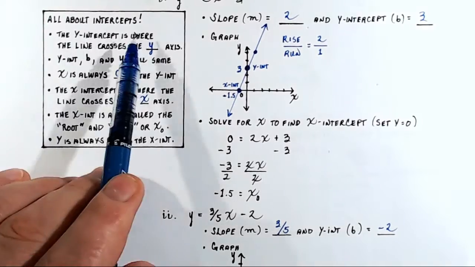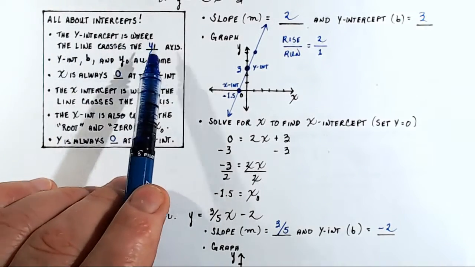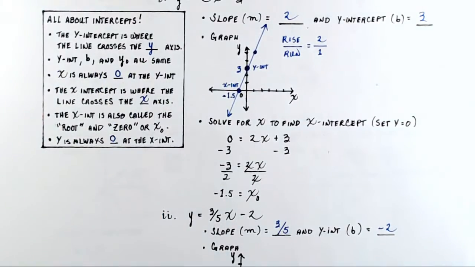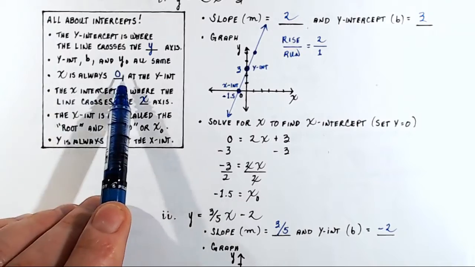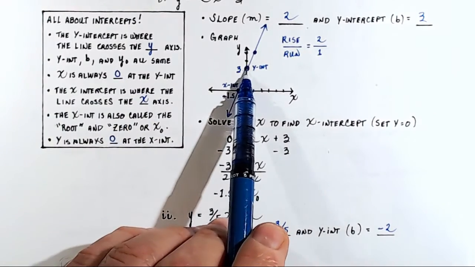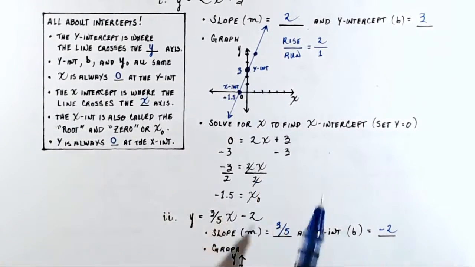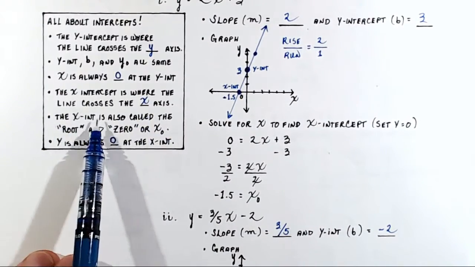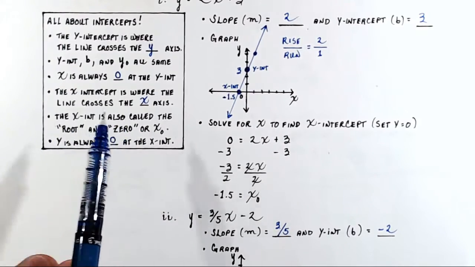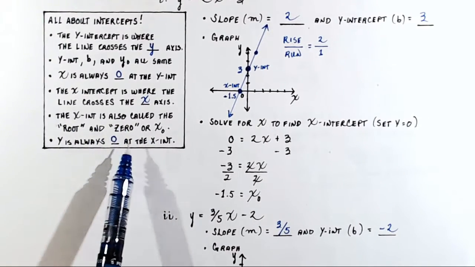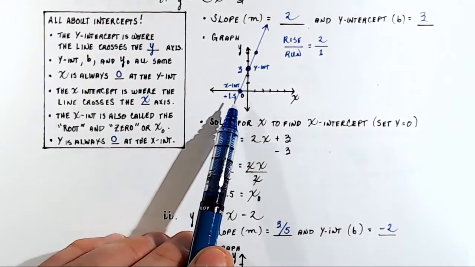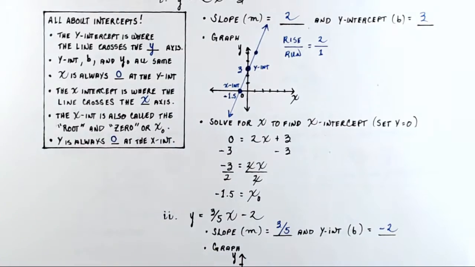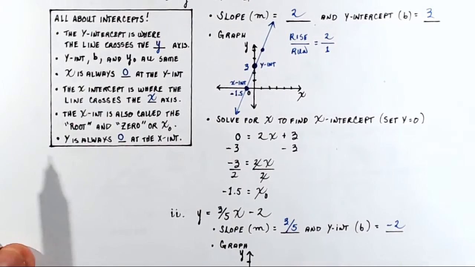That brings us to all about intercepts. The y-intercept is where the line crosses the y-axis. Y-int, b, and y sub 0 are all the same way of referring to that. X is always 0 at the y-intercept. So the coordinates right here at the y-intercept are 0, 3. And the x-intercept is where the line crosses the x-axis. The x-int is also called the root, or the 0, or x sub 0. Y is always 0 at the x-int. So at the x-intercept, it's negative 1.5, 0. Obviously, we're on the 0 line for y when we're on the x-axis.